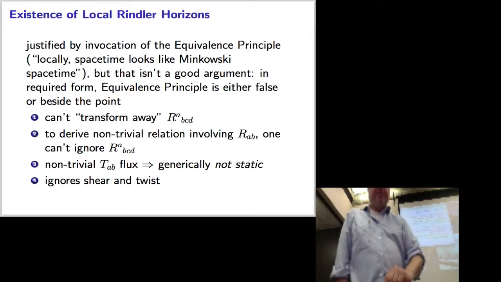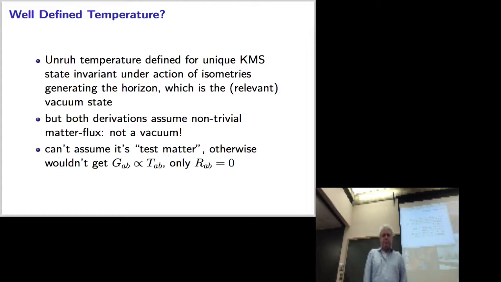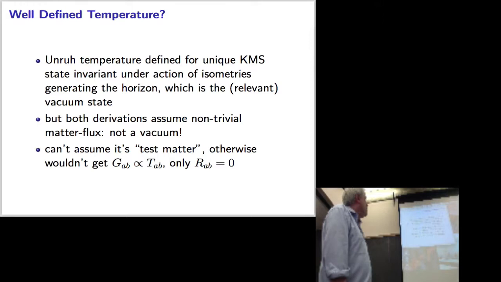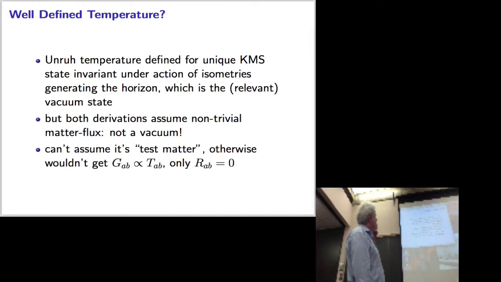Okay. So there's a problem for whether the temperature is really well-defined. The temperature is supposed to be derived from the Unruh effect. The Unruh temperature, however, is defined, strictly speaking, for the unique KMS state of the quantum field that's invariant under the action of the isometries that generate the horizon, these boosts. And that is the relevant vacuum state. One has the Unruh temperature only for this unique KMS state, and it's always a vacuum state.